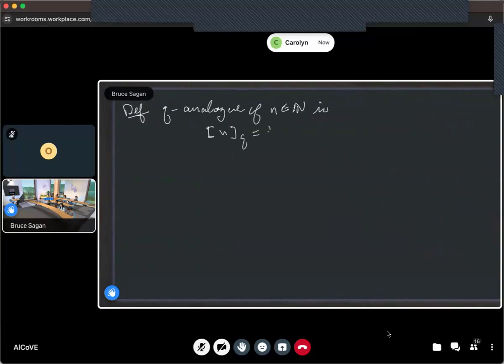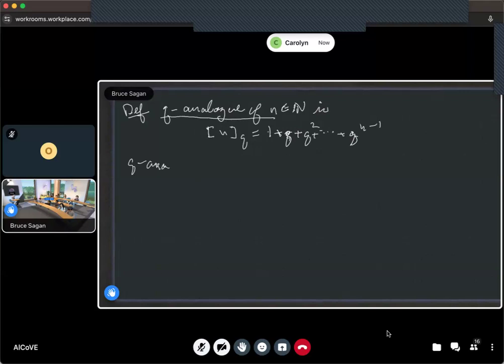and it's the polynomial 1 plus q plus q squared, et cetera, up through q to the n minus 1 power. And the reason for that is that if I plug 1 into this polynomial, I'll be adding 1 to itself exactly n times, and I get n back. So that's the q-analog of n.